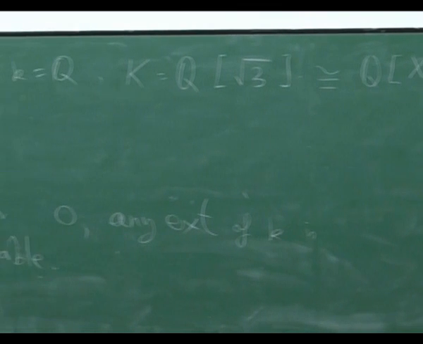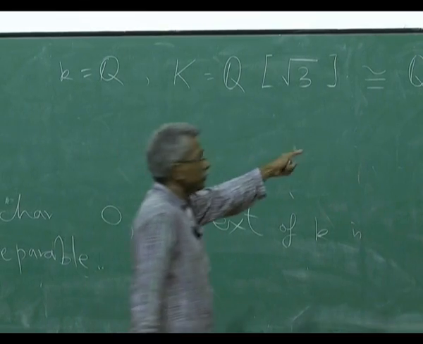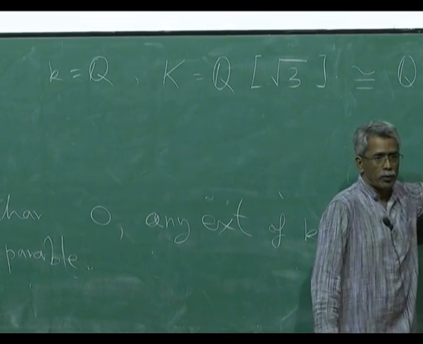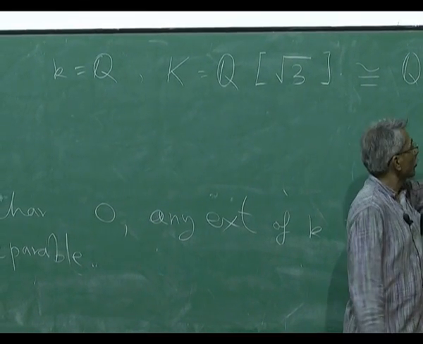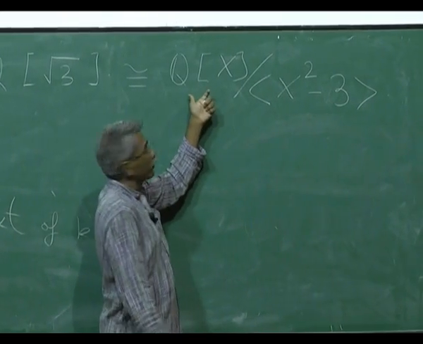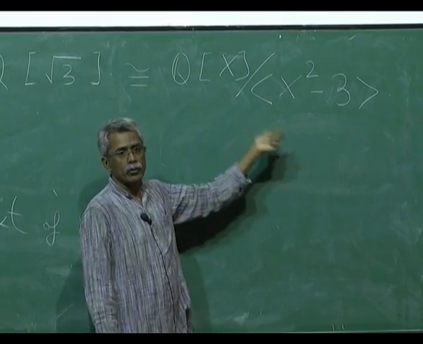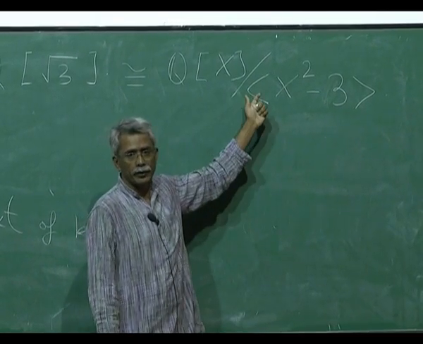Correct? So this x^2 minus 3 cannot be factored in here. So it is an irreducible polynomial. Moment I have an irreducible polynomial, the ideal generated by that is a maximal ideal. Ring I have PID modulo a maximal ideal, that is a field. Any ring modulo a maximal ideal is a field. So it is a field.